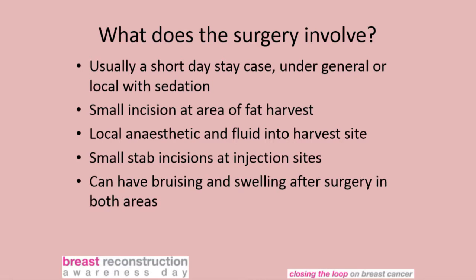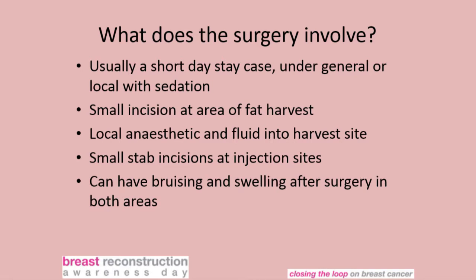You get a small incision at the point that we take the fat from. So for most women, that's around the tummy button. There's a little incision there for us to get the cannula in to suck out the fat. You might have a stitch or two there. We put some local anaesthetic and some fluid into the area that we're going to harvest the fat from. So you can get a bit of bruising with that and a bit of swelling, but the local anaesthetic does mean it's quite numb when you wake up.